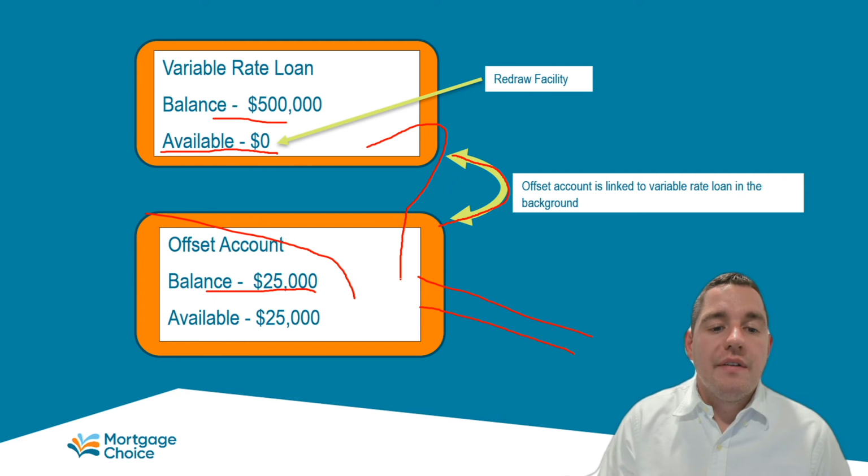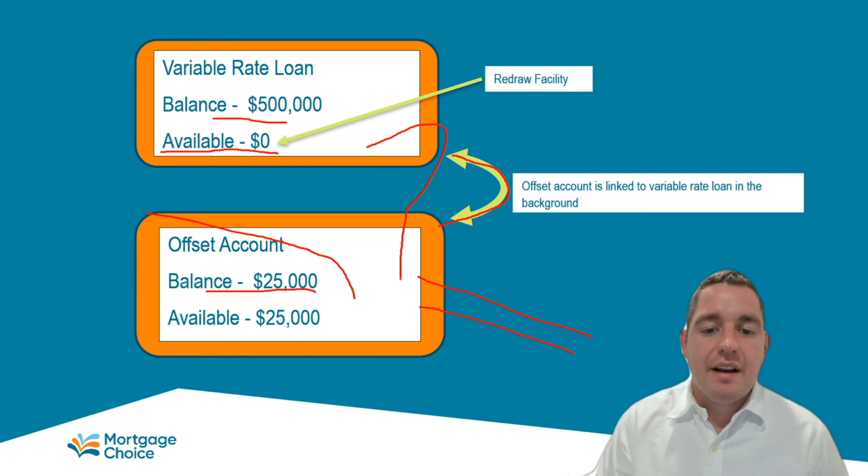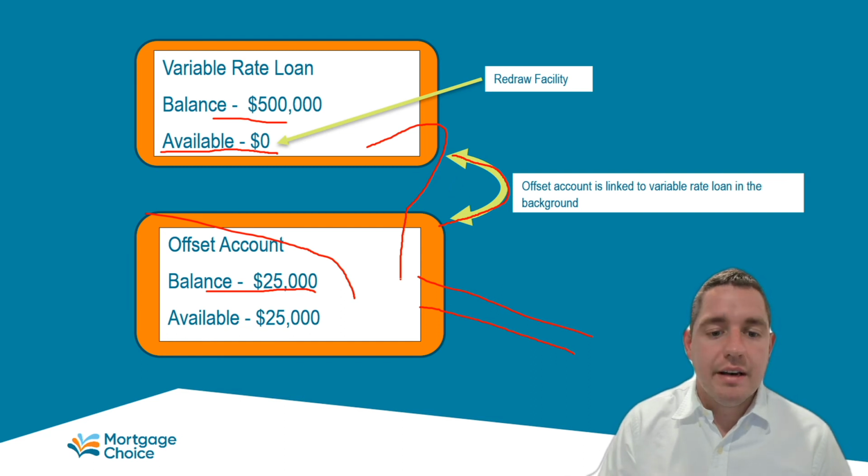Now, if you like set and forget and don't want to have to move your money around when you need it, an offset account probably suits you best. A variable rate loan with just a redraw facility typically comes with lower annual fees as well, so be mindful of that too.